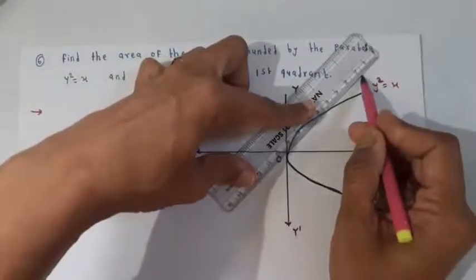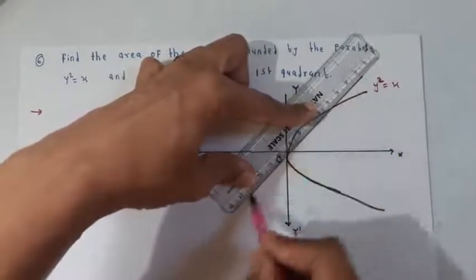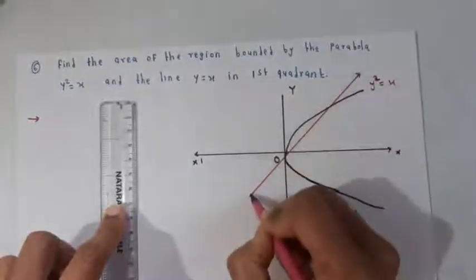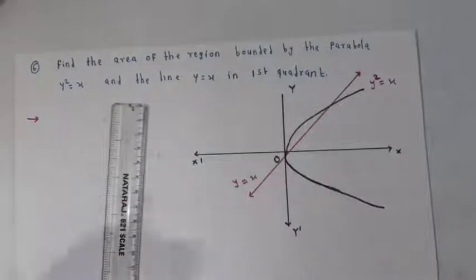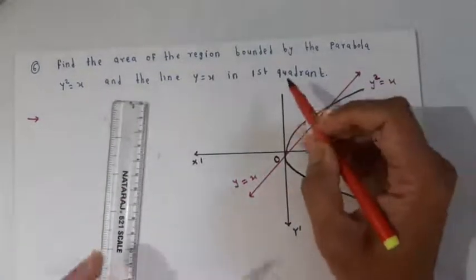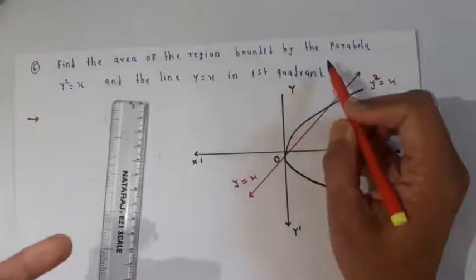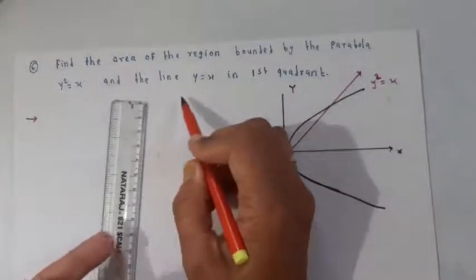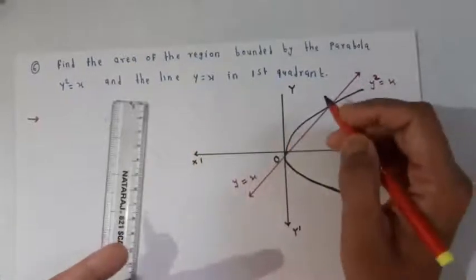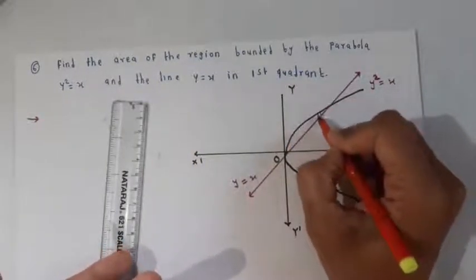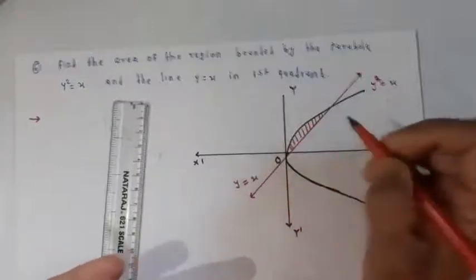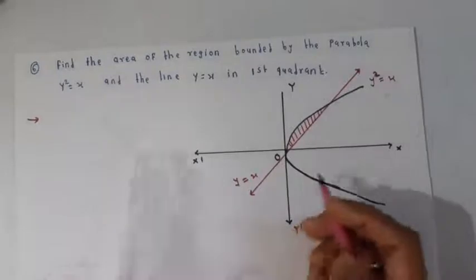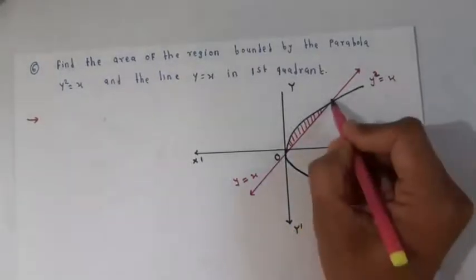We know that the line y equal to x is passing through the origin. And now we have to find out the area of the region bounded by the parabola y square equal to x and the line y equal to x in the first quadrant. This is the area we have to find out. Okay, so first let us find out the points of intersection.